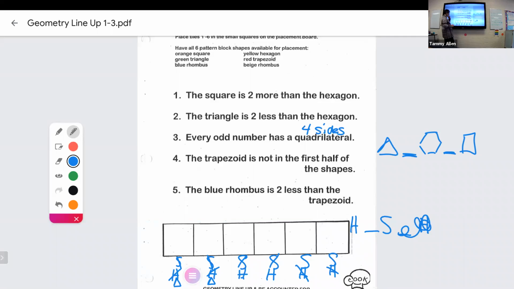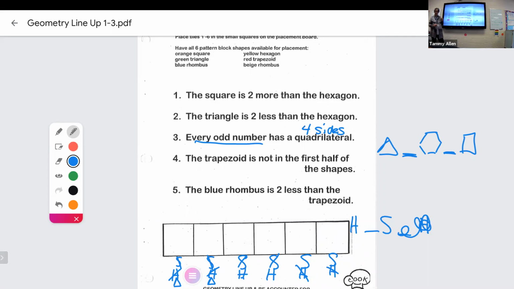Odd number. Well, what does it mean by odd number? An odd number is like if you have 2 and 2, then they can go into 3 plus 3. Like if you have 4. So what would be the odd numbers here? Every odd number has a quadrilateral. What does it mean by that? Every odd number. What are they talking about in this case?